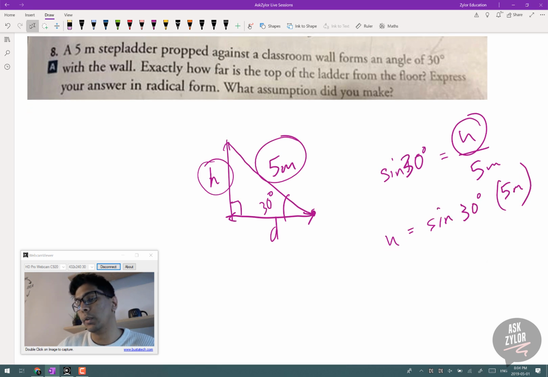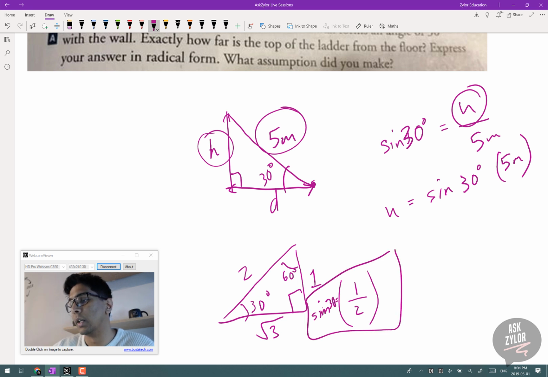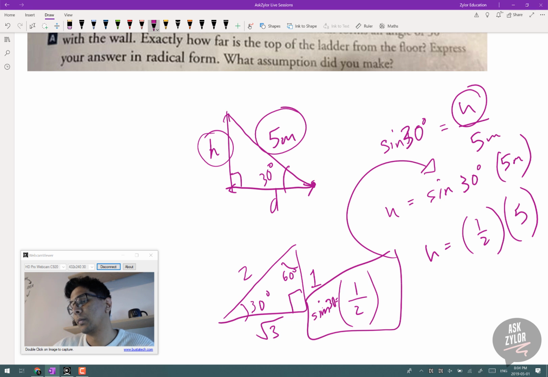Right? We can use special triangles to solve this because we know what the 30 degrees is. So my special triangle is going to look something like this. I have 1, square root 3, and 2. So my sine of 30 degrees is going to be 1 over 2. So that is what I'll be substituting instead of sine 30 into my equation. So I have height is equal to 1 over 2 times 5. Right? So my height would end up being 5 over 2.